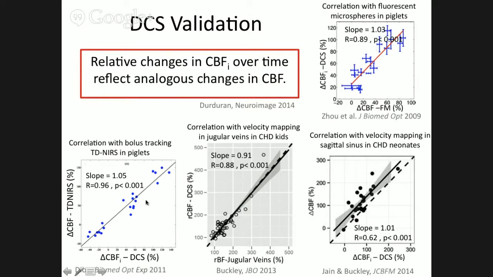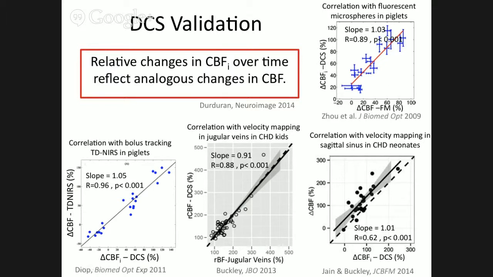These two in blue were done in piglets against fluorescent microspheres and against bolus tracking time domain near-infrared spectroscopy. And then these two in black were done in humans. The one in the bottom right is done in neonates, and in the middle is done in kids who are less than 5 years old.